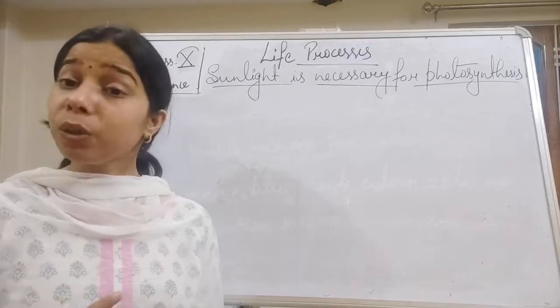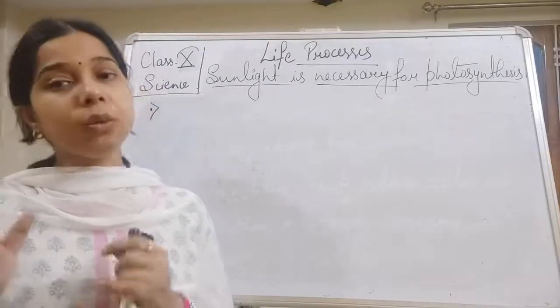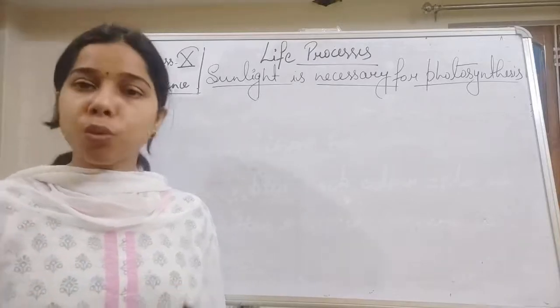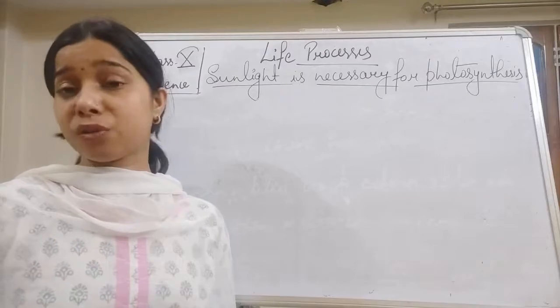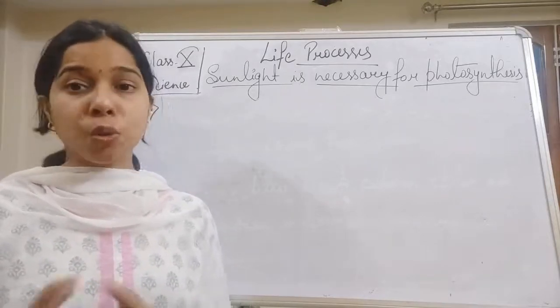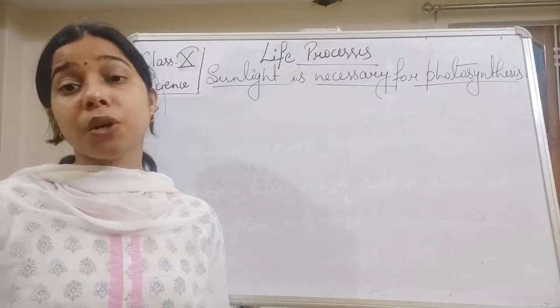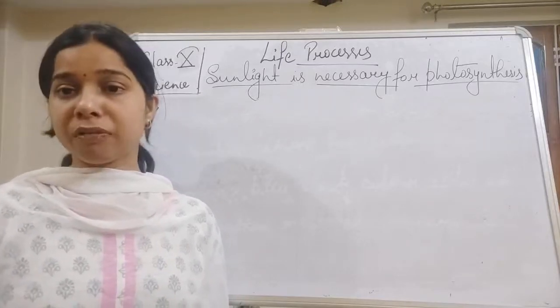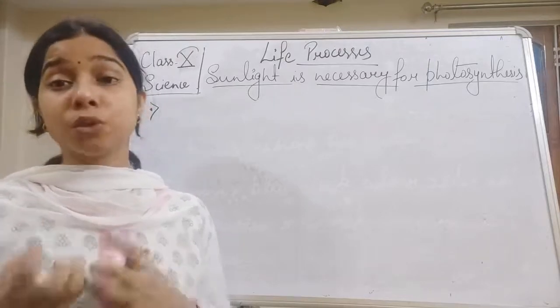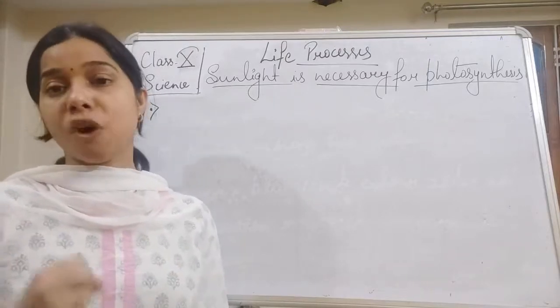Now, how will we de-starch the plant? When you keep the plant for 2 to 3 days in a room, away from sunlight, what will happen? There is no sunlight, so no photosynthesis will take place. Now the plant needs food to survive, so it will start using the food which it had stored in the form of starch.